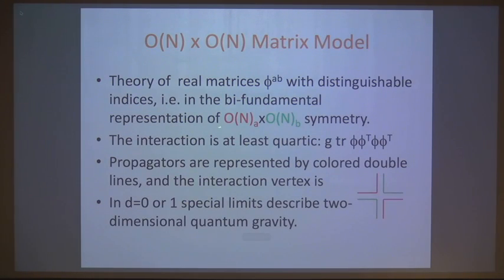So just to remind you about the matrix model, this is a somewhat non-standard matrix model where you don't assume symmetry between the indices. So there are two separate O(n) symmetries acting on the A and B index. And the interaction is quartic. The lines that transform under the first O(n) we can represent by red and the other one by green. So the interaction vertex looks like this.